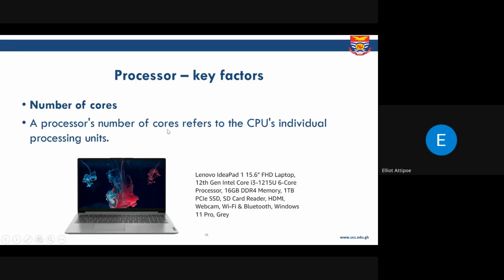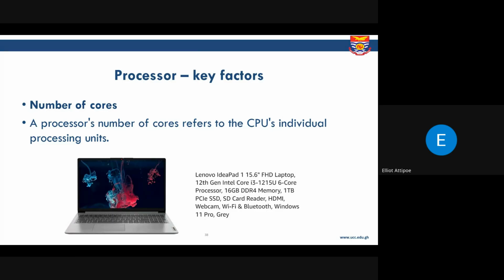So the number of cores is very important as well. Every processor, the cores represent independent processing units. So if you have, say, 4 cores, literally what it means is that you have 4 different processors on the same processor. For instance, if I have 4 cores, literally means I have 4 different processors on one.